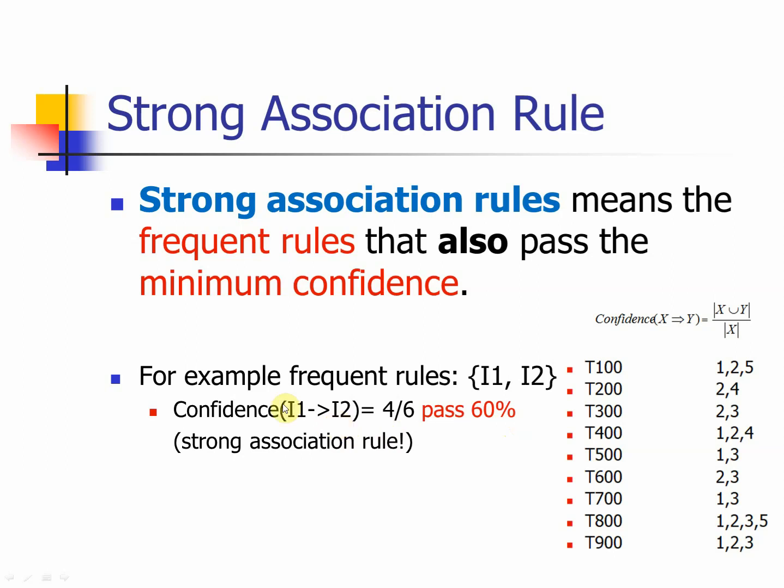In other words, customers who buy I1 will also buy I2. That is the strong association rule that we would discover here.